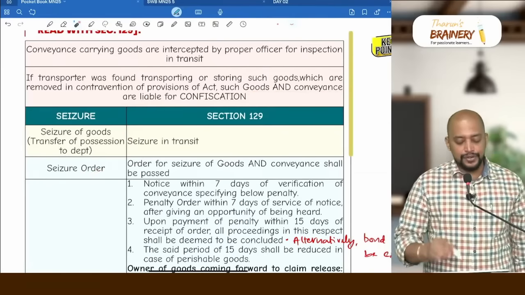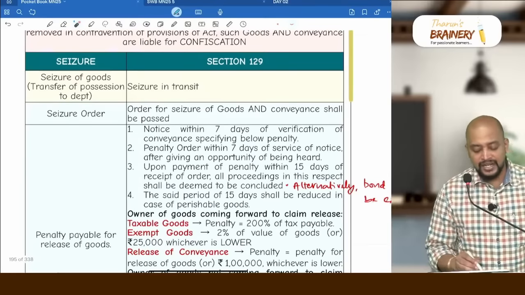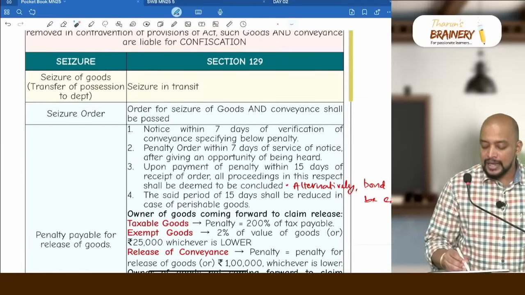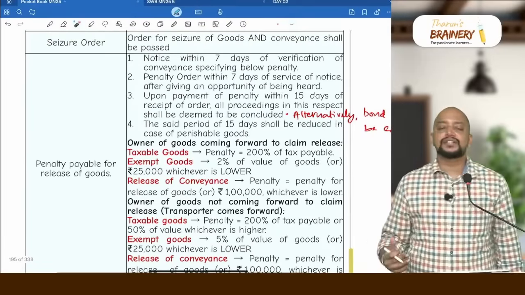So seizure of goods means transfer of possession to the department. So this is seizure during transit. They will pass a seizure order. Order for seizure of goods and conveyance shall be passed. Now, what happens after the seizure order?